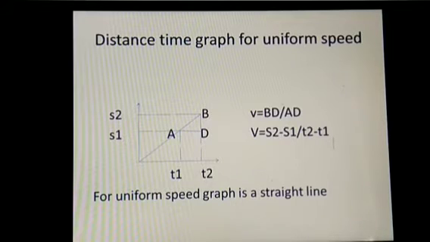We know that speed is equal to distance by time. So, here distance is equal to BD and time interval is equal to AD. So, BD is equal to S2 minus S1 and AD is equal to T2 minus T1. So, speed V is equal to S2 minus S1 divided by T2 minus T1.